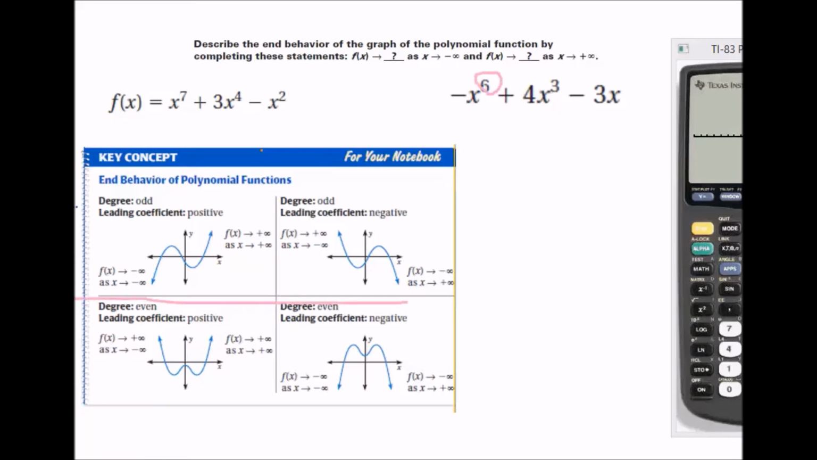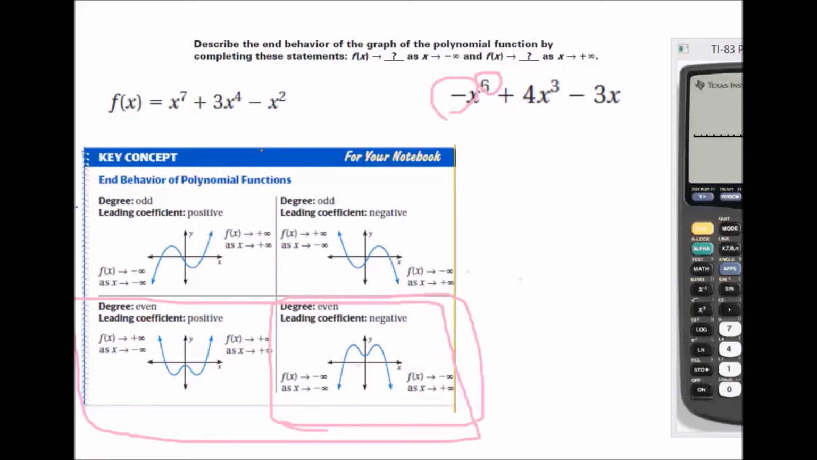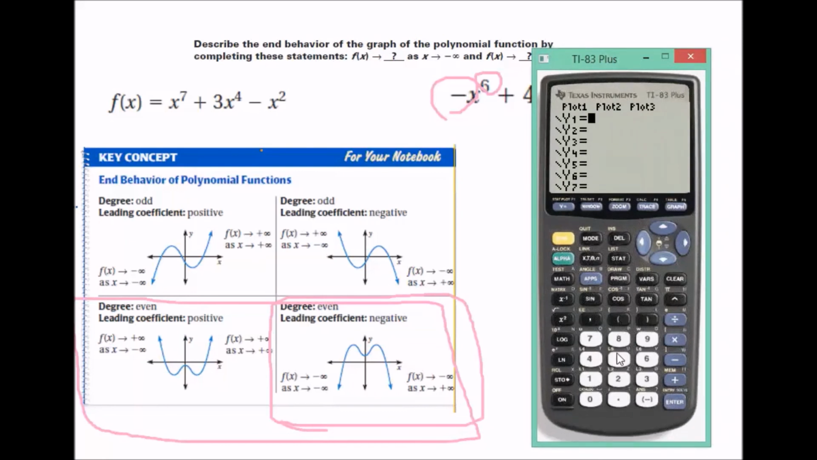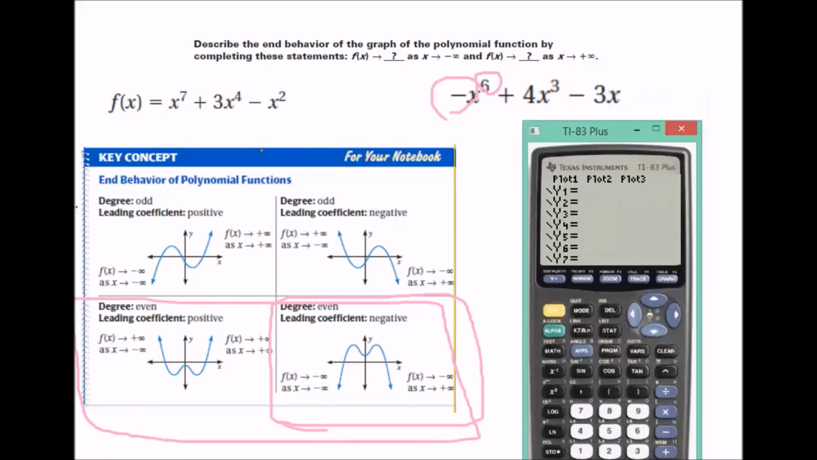So it has to be one of these two on the bottom. And the leading coefficient is negative 1. That's negative. So it's even and negative. So it's this one. The graph should look something like this when we plug it in. Let's go ahead and try. So negative x to the 6th plus 4x to the 3rd minus 3x. And it looks pretty much like that.